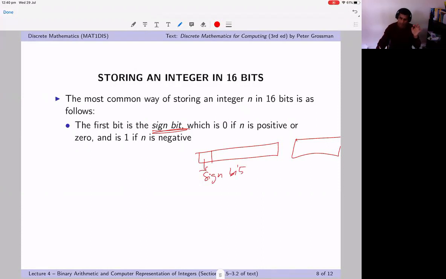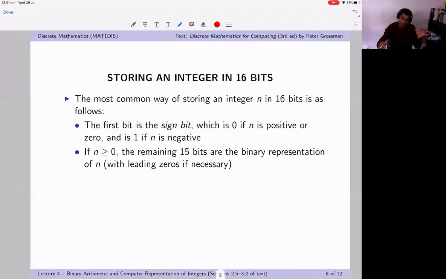Sign bit means, if the number is positive, we will have 0 there. And if the number is negative, then we're going to put 1 here. If the number is positive, we put 0. If the number is negative, we put 1 there.